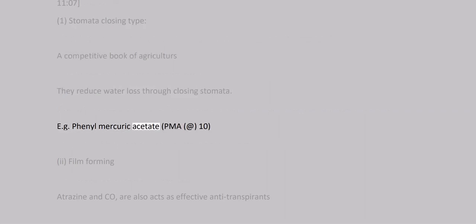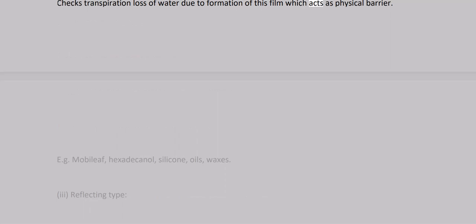E.g. phenylmercuric acetate, PMA, at 10^-2. 2. Film-forming type. Atrazine and CO are also effective anti-transpirants; they check transpiration loss of water due to formation of a film, which acts as physical barrier. E.g. mobileaf, hexadecanol, silicone, oils, waxes.